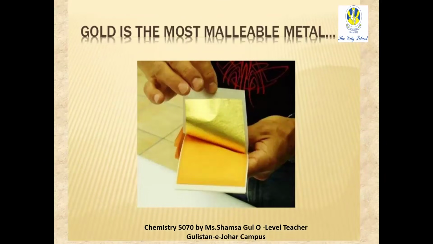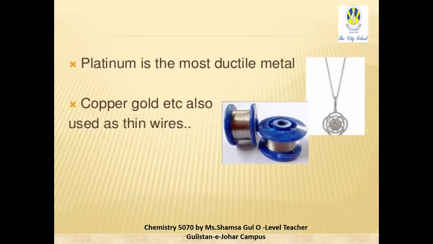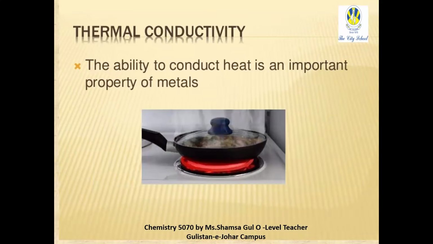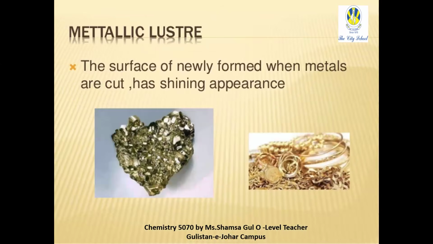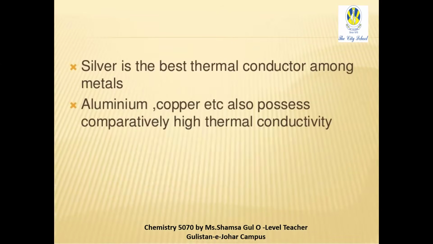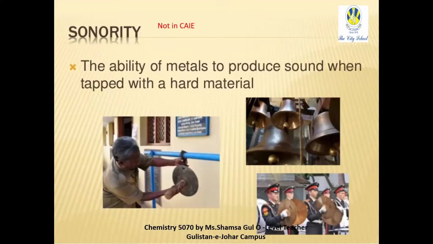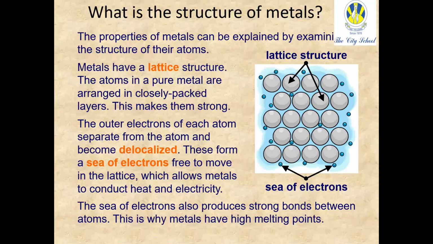Malleable means they can be drawn into sheets. Ductile means they can be drawn into wires. I will quickly move to the next one. Metals are shiny. Lustrous means they are shiny. Good thermal conductors, good electrical conductors. They are sonorous, which means they produce sound, right?